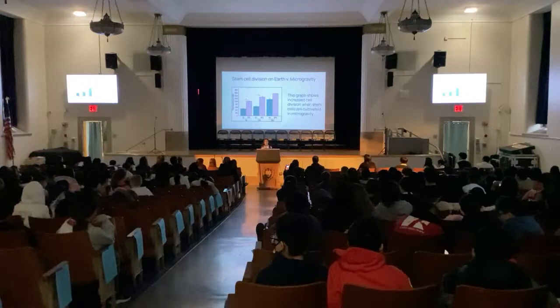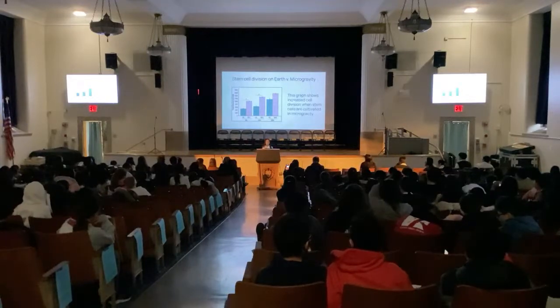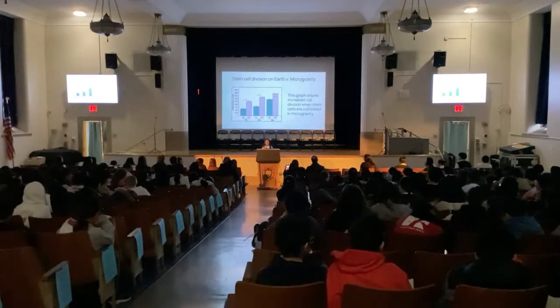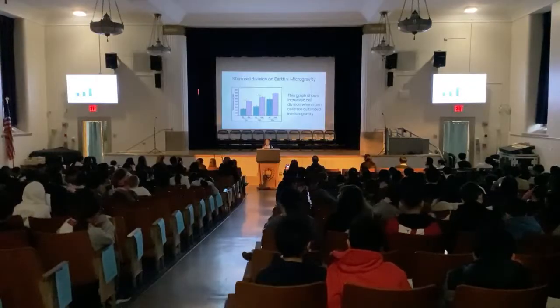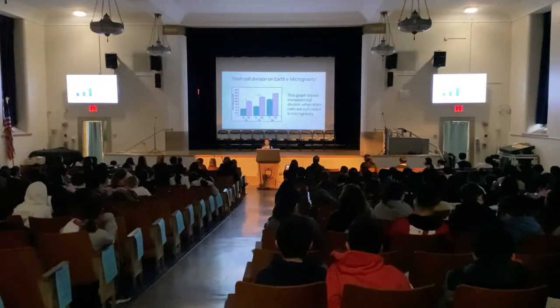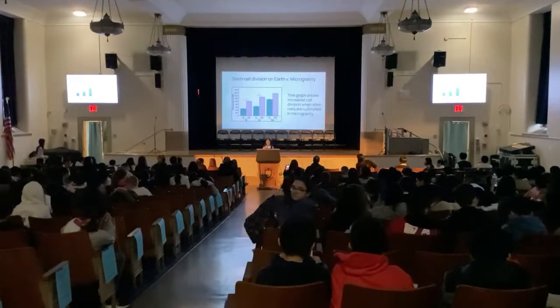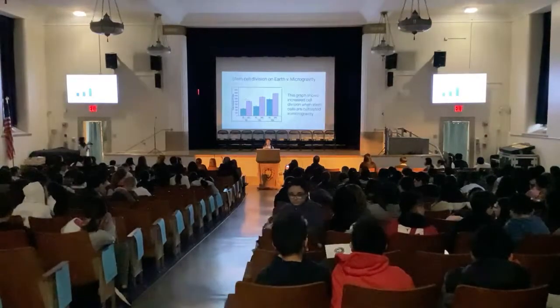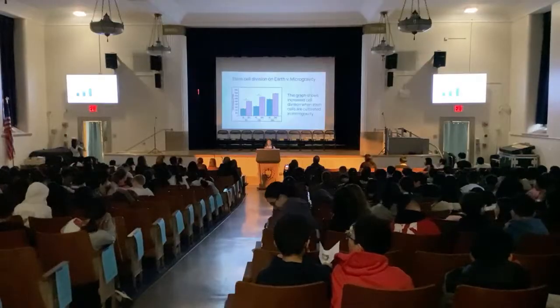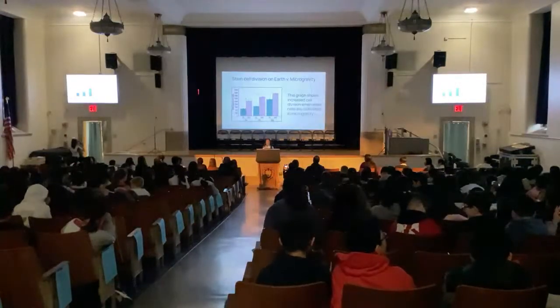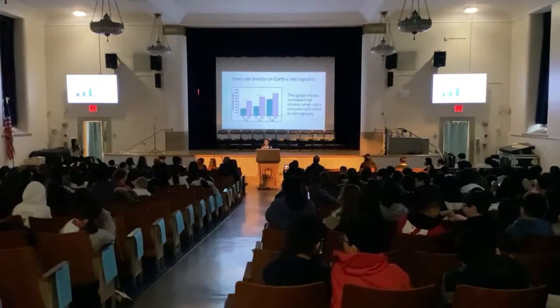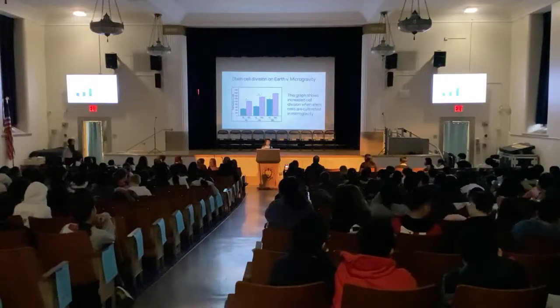This graph shows increased cell division when stem cells are cultivated in microgravity. 1g refers to the gravity on Earth, and SPC refers to microgravity or space. At 6 hours, space-grown stem cells were 120% more than those grown on Earth, and at 15 hours, 85% more. At 30 hours, 33% more.